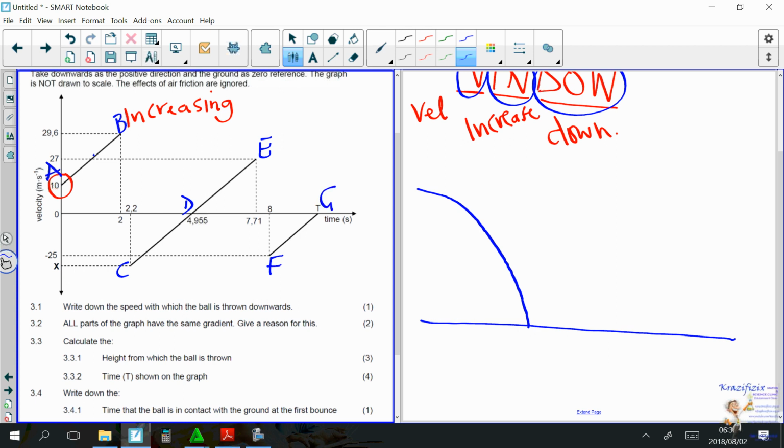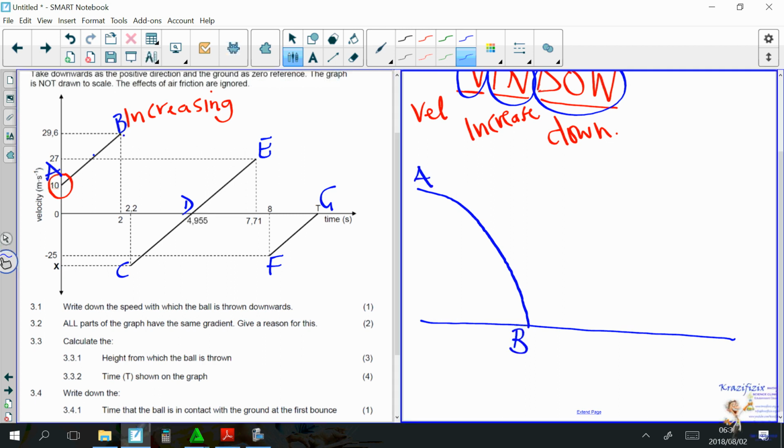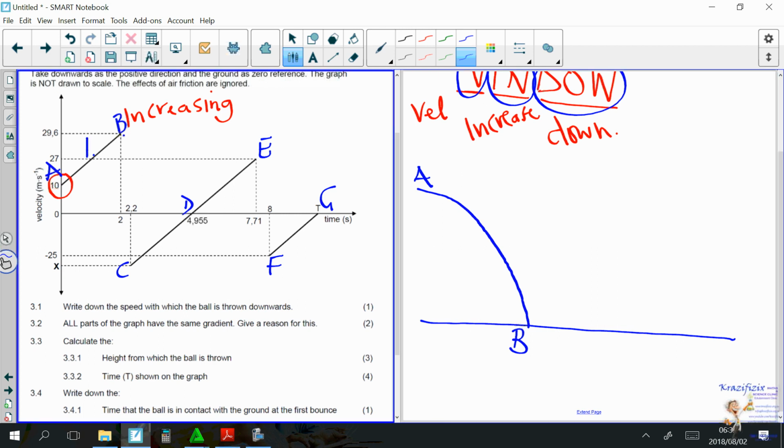I just want to show you something here quickly. Now, this is my point A where I started from. It stops there, hits the ground at point B. Now, let's check. They said take downward as positive. This is down. Do you notice now this C has jumped to my negative side, which is a change of direction? But what do we know?